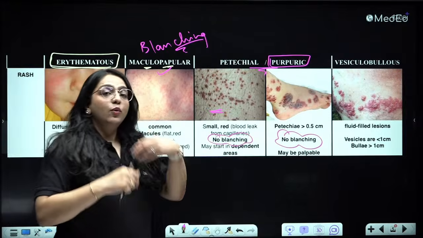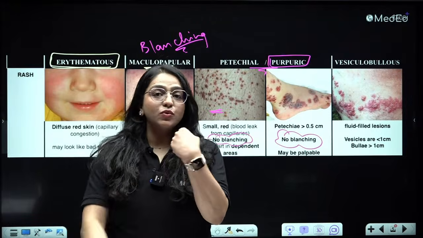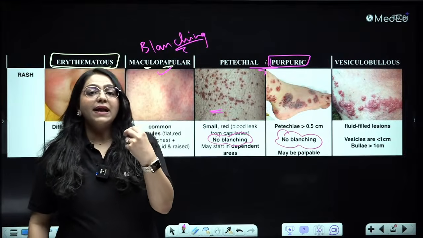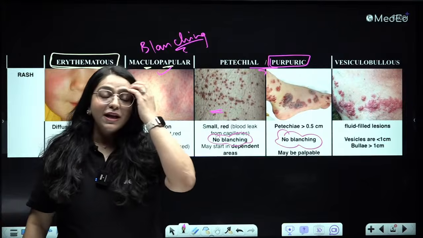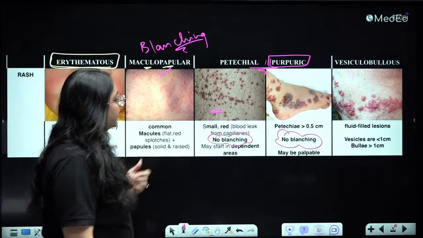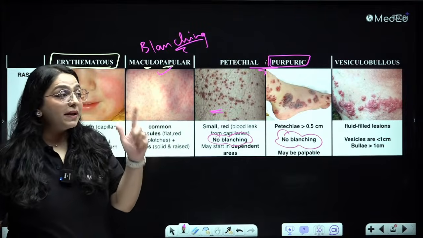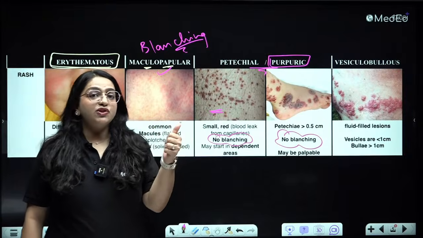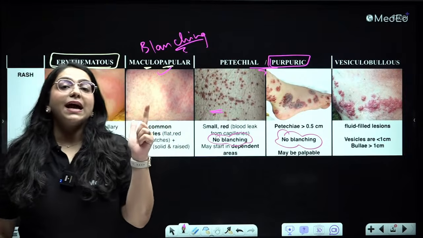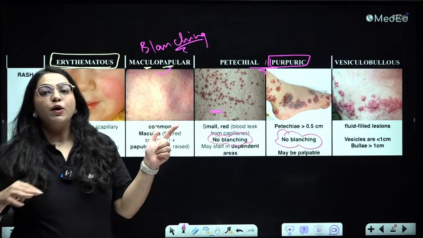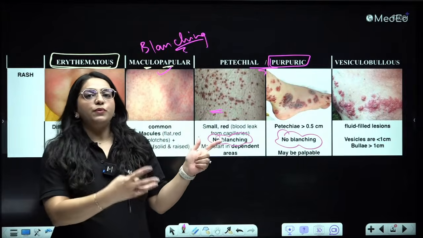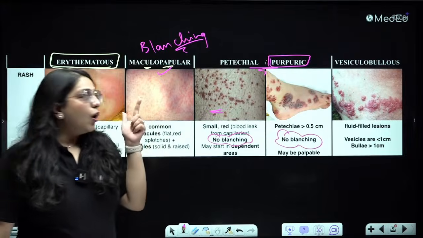What is the meaning? When you press upon the rash, the redness goes away, and for a little while it becomes colorless, and then the redness comes back. So I believe that is another history that I should ask from the patient. Up till now we have two points: any history of intake of medications, and secondly, I should examine the patient for whether the rash is a maculopapular type, or it looks like a petechial or purpuric rash, whether it is blanching or not blanching.